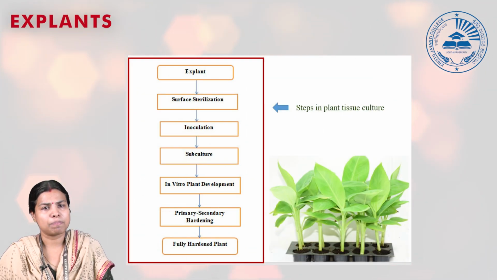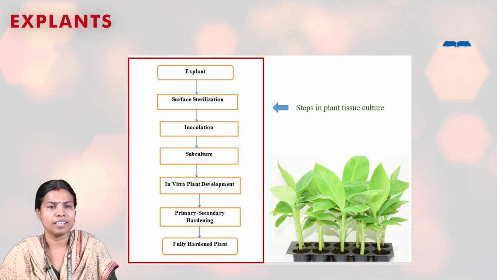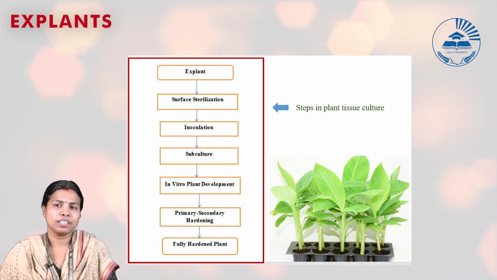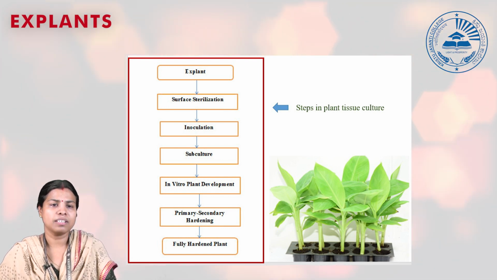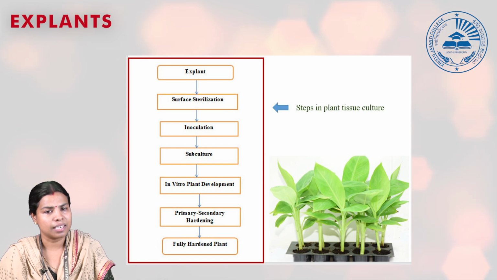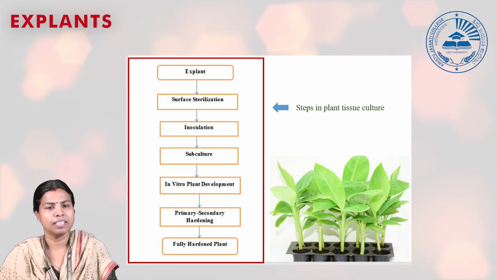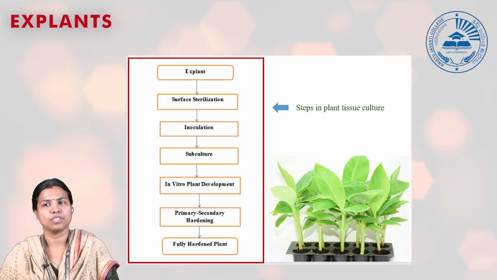Steps in plant tissue culture. So you have to select your explant to initiate plant tissue culture. As usual, you have to go for surface sterilization and inoculation. After inoculation, shoot and root emergence will be there. Then you have to subculture. In the subculture, plant development will take place. Then primary and secondary hardening in the protrays, and finally you have to go for acclimatization. So these are the steps involved in plant tissue culture.